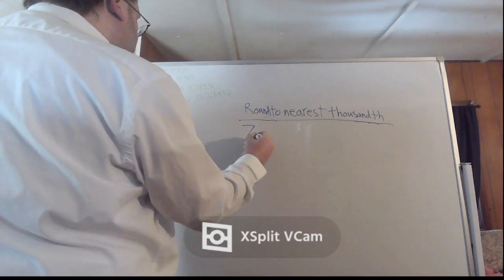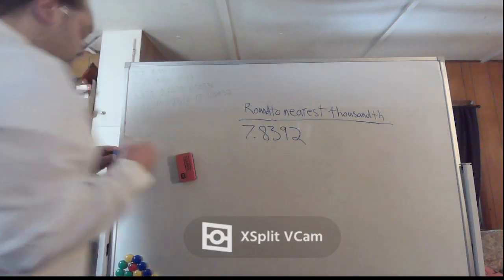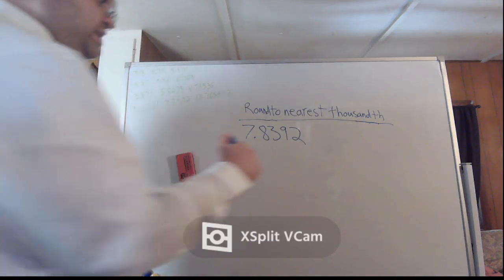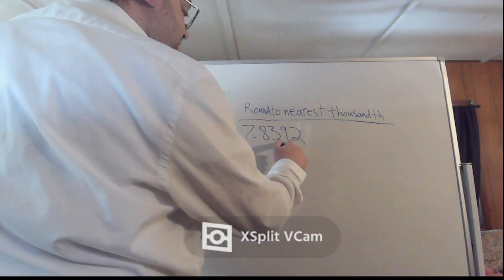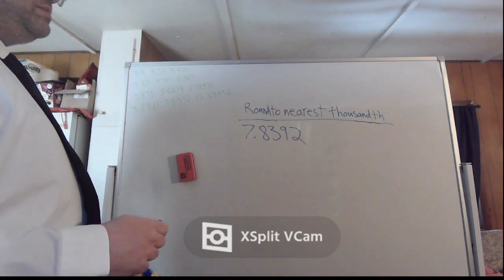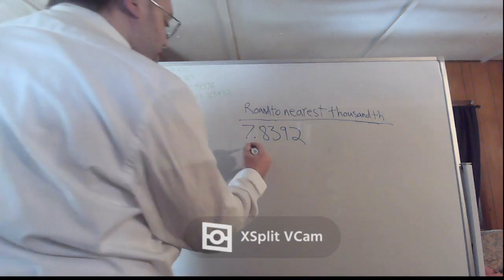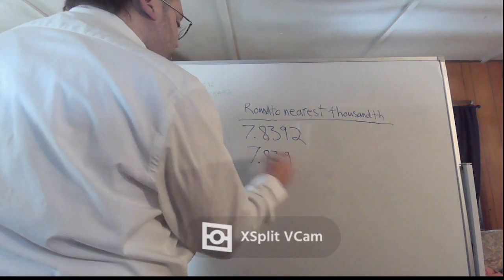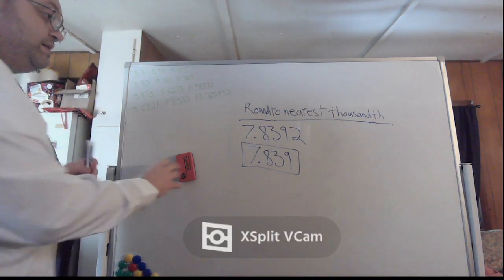How about if I gave you 7.8392? Again, we want to round to the nearest thousandth. So locate what's in your thousandths place, that's a 9. And locate what's immediately to the right after that in the 10,000ths place, which will be a 2. So since what's in your 10,000ths place is 4 or less, you're going to round down to the nearest thousandth, which would be 7.839. That would be your answer to the nearest thousandth, 7.839.